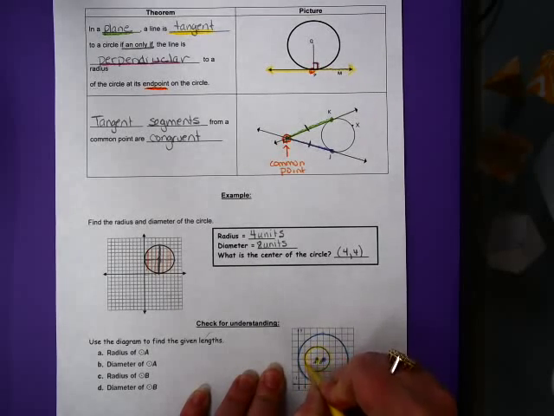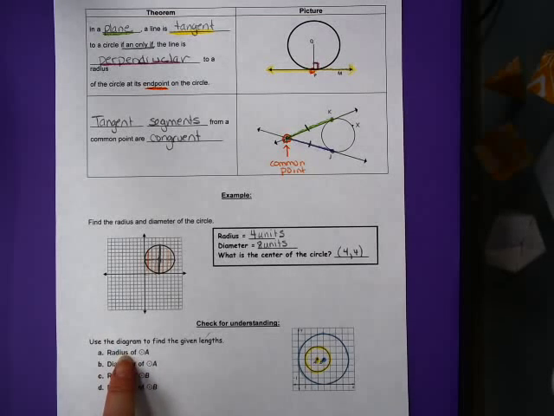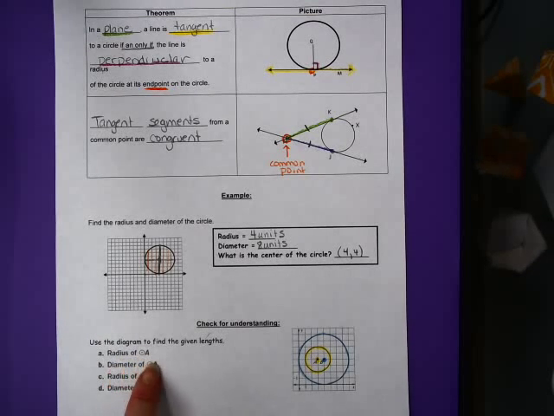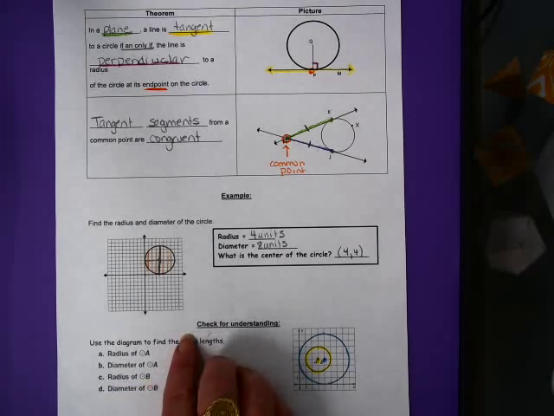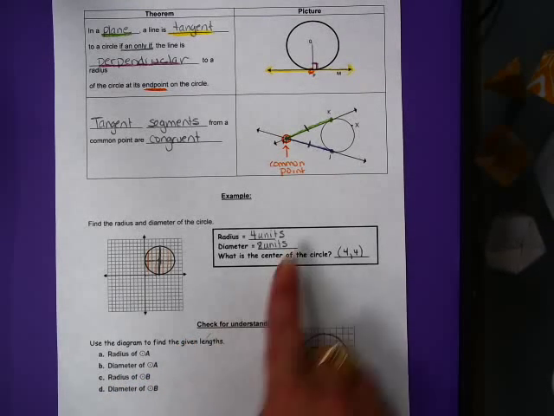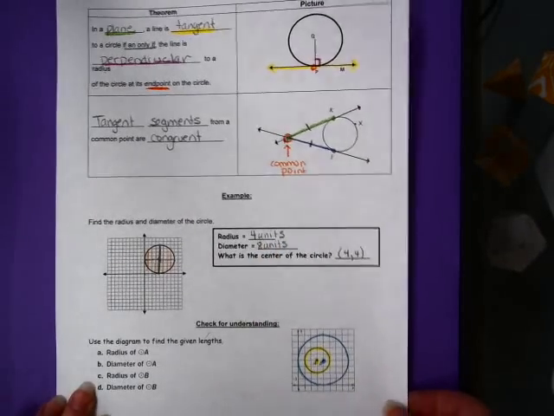So if you make them different colors, it'll be easier to answer these questions. But I want you to find the radius of circle A, the diameter of circle A, the radius of B, and the diameter of B. And make sure you bring that in when you come in. And notice how I put labels, so you need to put labels as well. All right, next page.